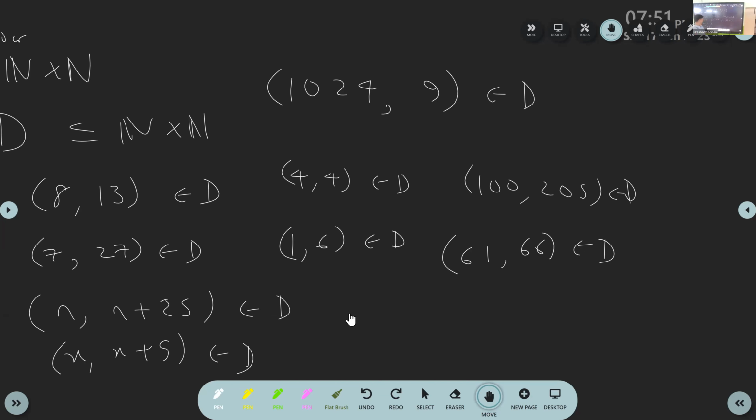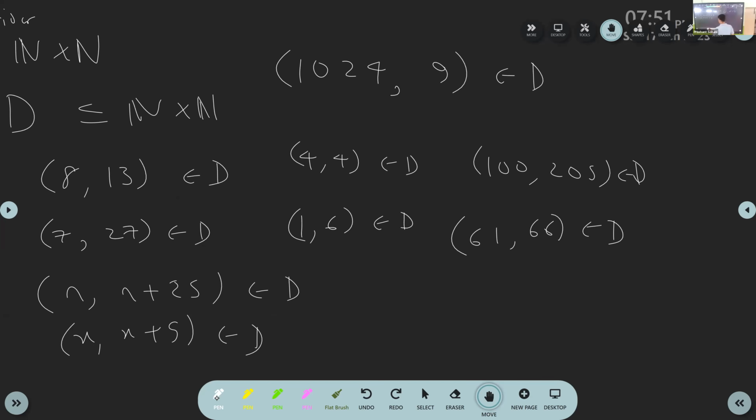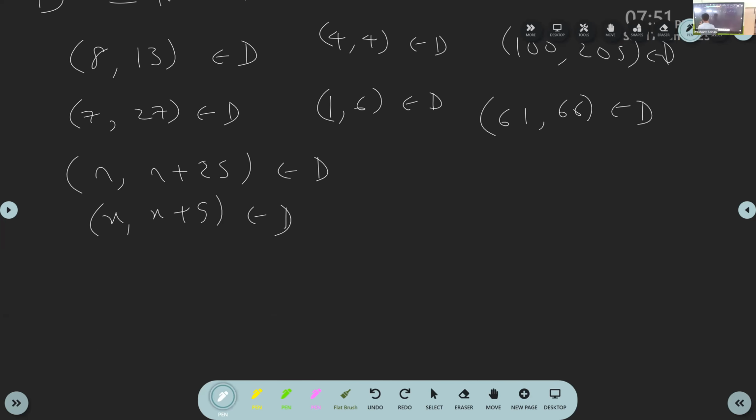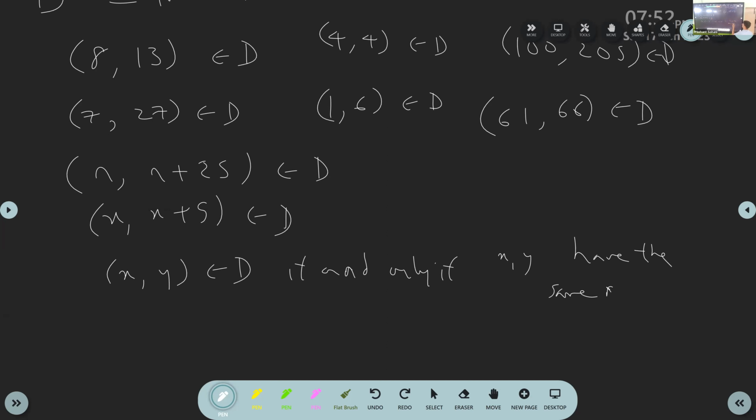So, can I create this new relation now? I am saying that x and y belong to D if and only if x and y give the same remainder, have the same remainder on dividing by 5. So it is such a long statement: x and y have the same remainder on dividing by 5.